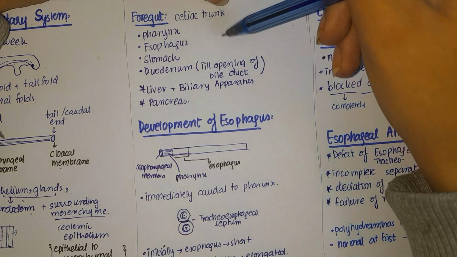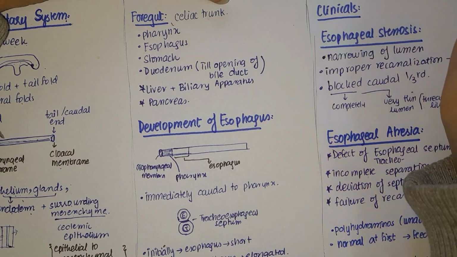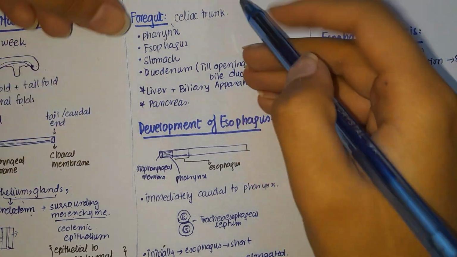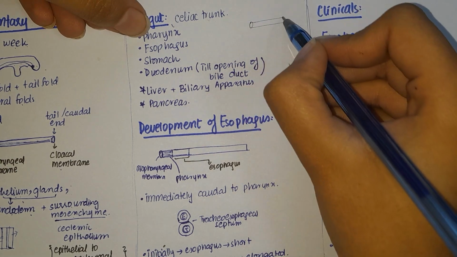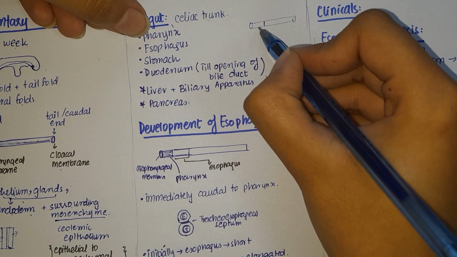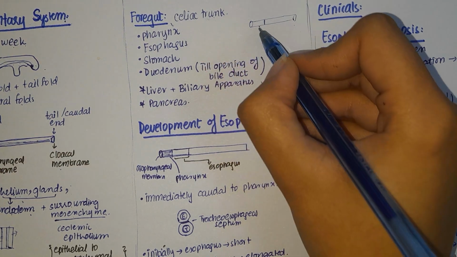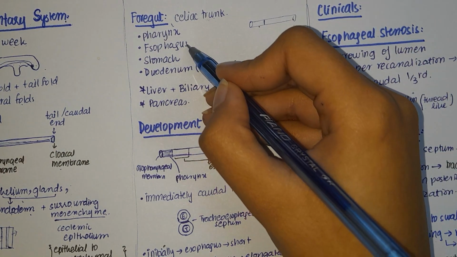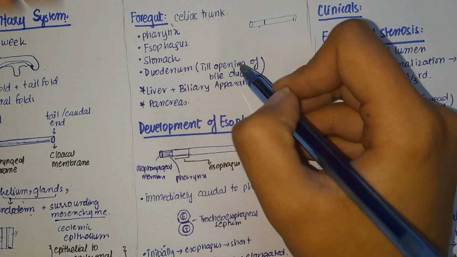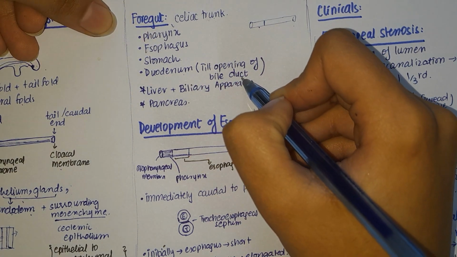So now, Bismillahirrahmanirrahim. In this video we will talk about the foregut. As I told you in the previous video, we divide the gut into three parts. The proximal one makes the foregut, and this one is supplied by the celiac trunk. Now this foregut makes the pharynx, esophagus, stomach and duodenum till the opening of the bile duct.